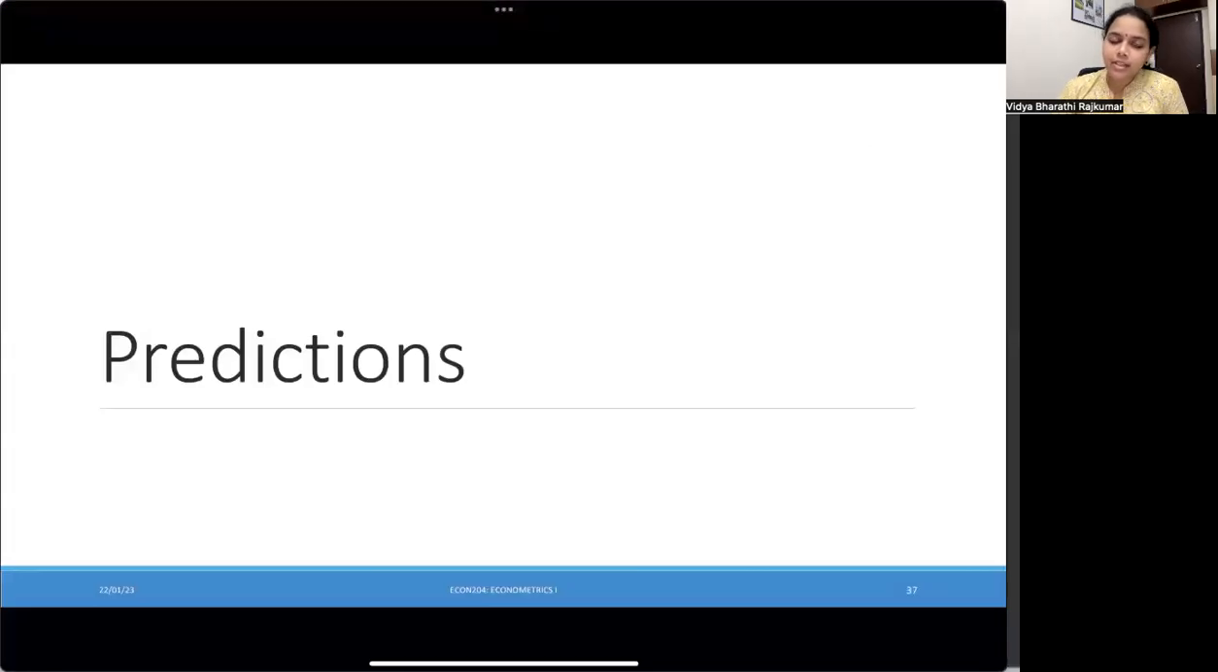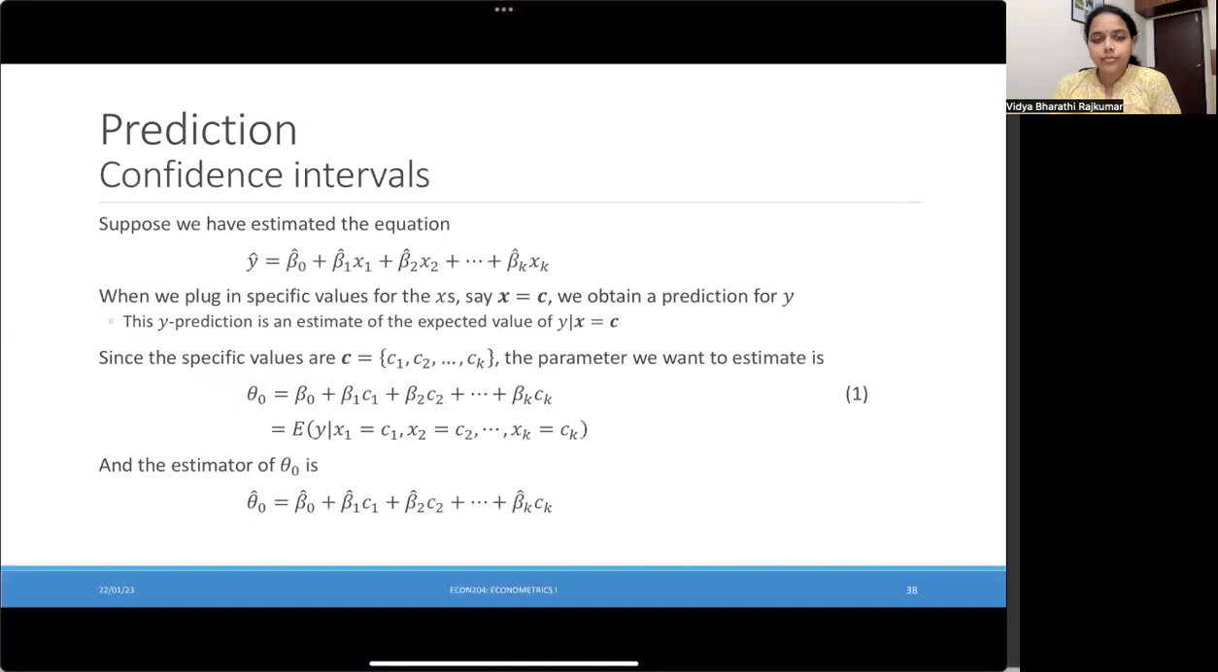Hi everyone. In this video, we're going to be looking at predictions, particularly how we predict the y variable in the regression. So suppose we estimate a particular regression equation and y hat is given by beta naught hat plus beta 1 hat times x1 and so on up to xk.